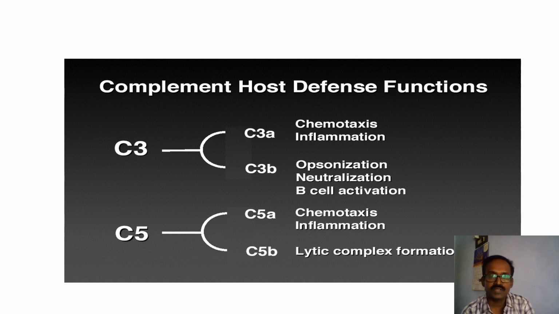The complement defense functions: C3A acts in chemotaxis. It attracts cells towards the infection site, that is chemotaxis. C3B is opsonization. Opsonization means it coats the bacteria to facilitate phagocytes, neutralize the bacterial antigens, and produce B cell activation for producing antibody. C5A is also chemotaxis, attracting cells towards the infected sites, and it initiates inflammation. C5B plays an important role in the lytic complex formation, C5B, 6, 7, 8, 9.